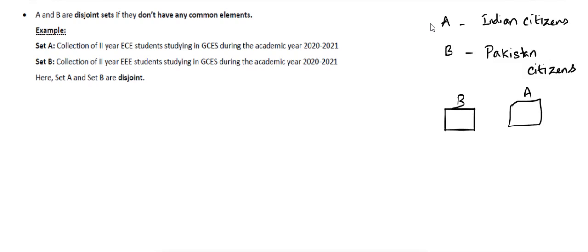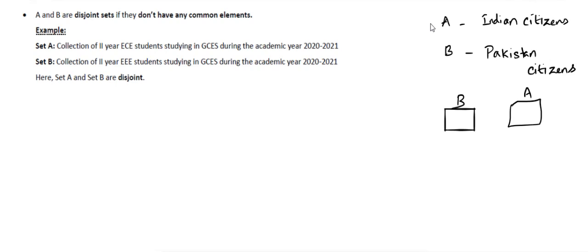Why? Because there is no intersection. Intersection means will there be a citizen belonging to both the countries? No, not at all. There is dual citizenship, but those cases we are not discussing right now. As a general point of view, I am asking you: Indian people and Pakistan people, what will be the relationship between these two? There will be no common element between these two.